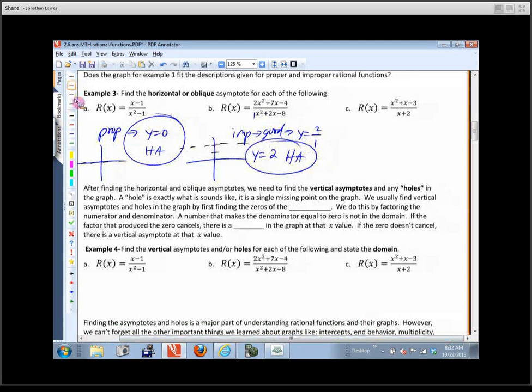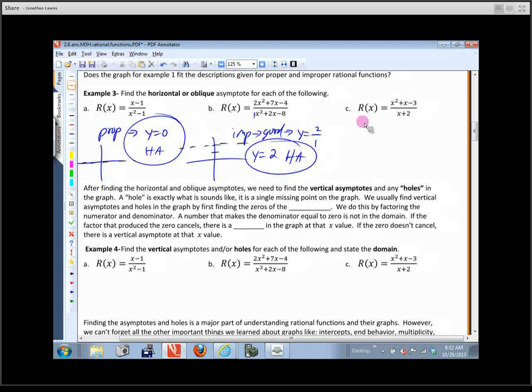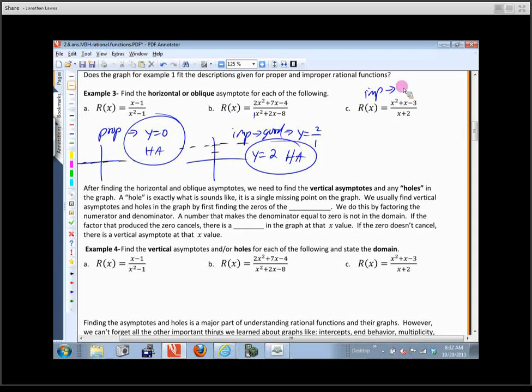Proper or improper? Improper. Good or bad? Bad. Because the numerator is degree 2, the bottom is degree 1. If that's the case, then I've got to do long division. Now, you could do synthetic division on this one. I wouldn't if I were you. It's just as easy to do long division, and you're going to need the quotient written as a polynomial anyway.